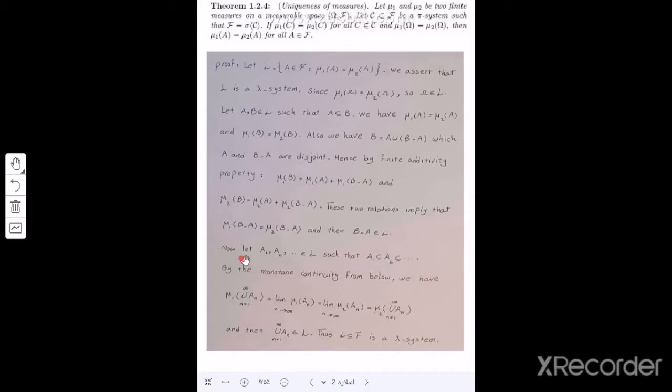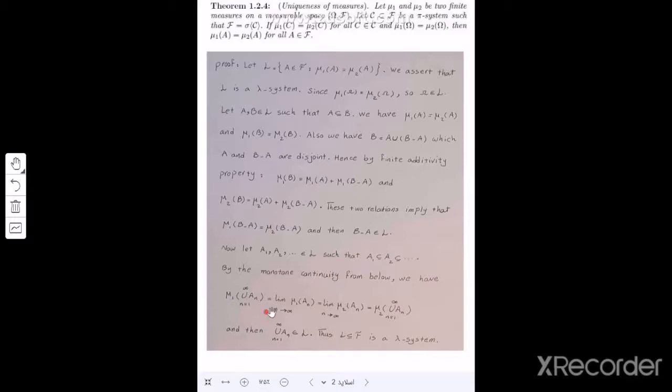Okay, for the third condition, we choose A1, A2, and so on, countable members of L with this property. We have to show the union of An is a member of L, for the third condition of a lambda system. By the monotone continuity from below. Why do we use this property? Because An is an increasing chain.